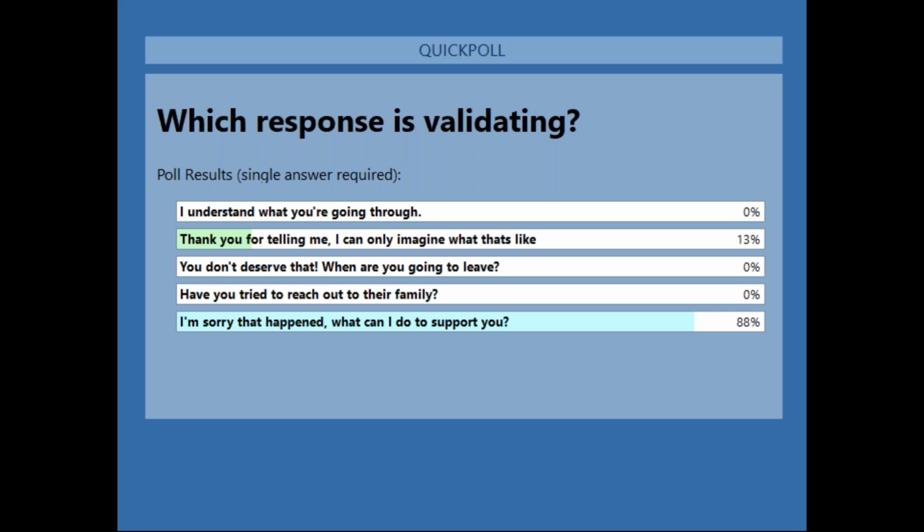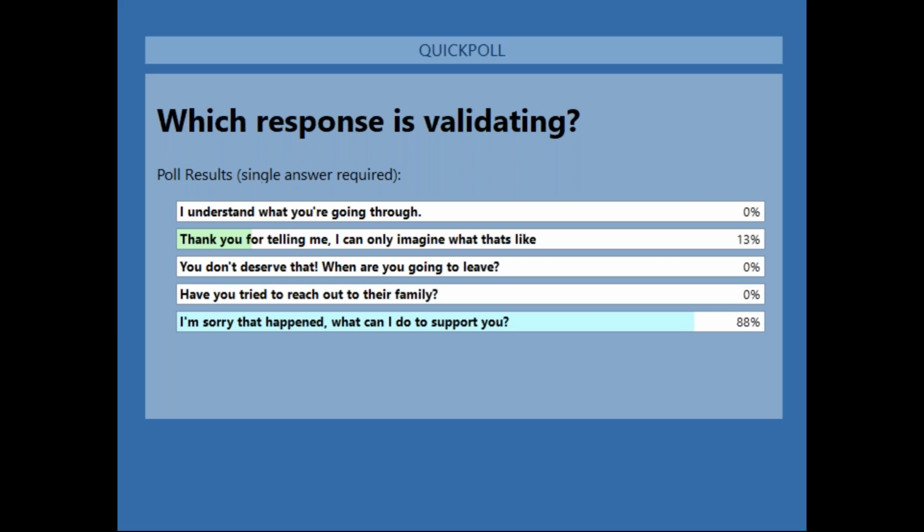Even though their situation might be similar to something we have experienced in our past or are currently experiencing, that person is going to experience it differently than we will, right? Especially as service providers, think about how differently we would navigate a relationship with the skills and resources and stuff that we have, and even the education. The second one: thank you for telling me. I can only imagine what that's like.